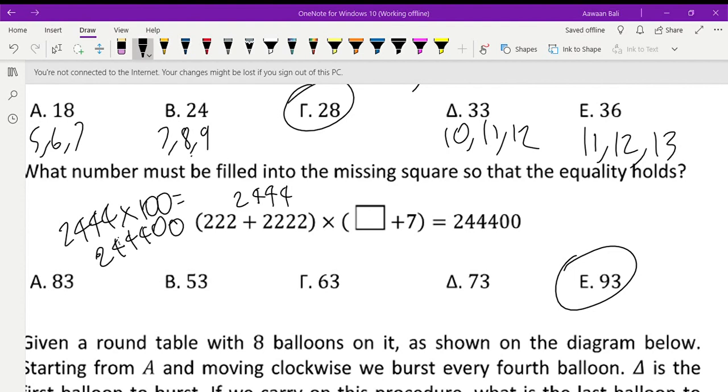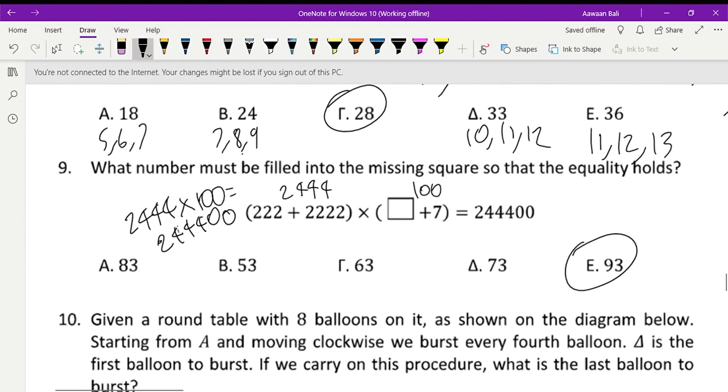Since anything times 1 is itself, you can add the 2 zeros, so anything times 100 is basically itself, but then you can add 2 zeros. Now since we know this is 100, it's saying something plus 7 is 100 basically. So 100 minus 7 is 93, and therefore the answer is eta.